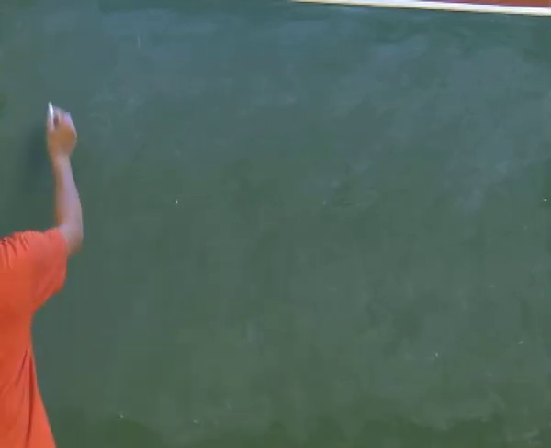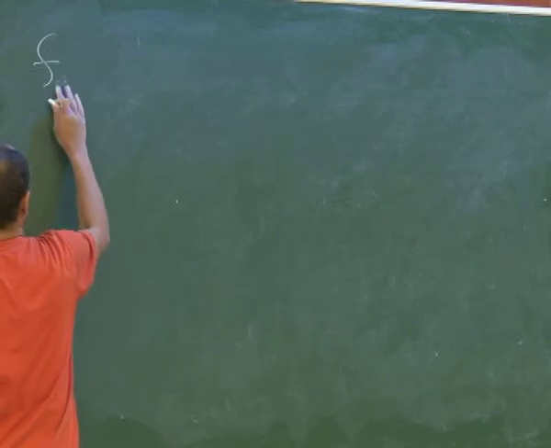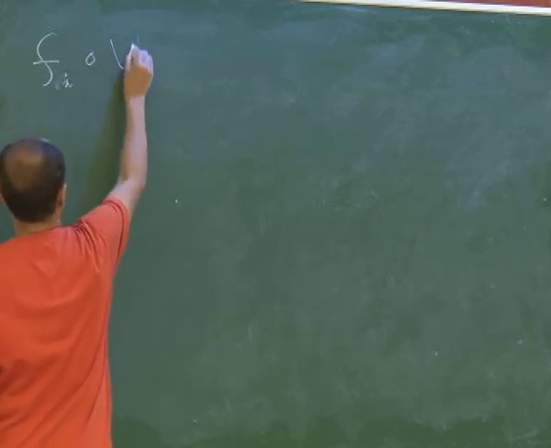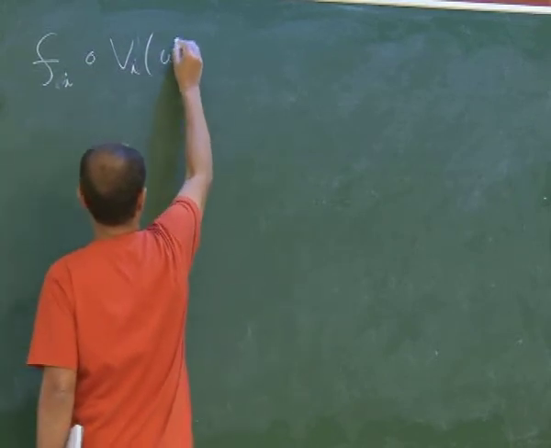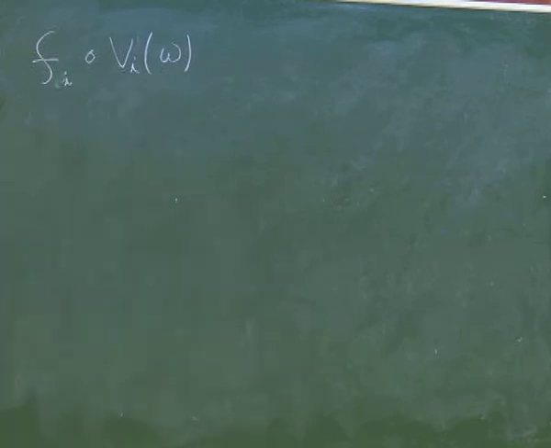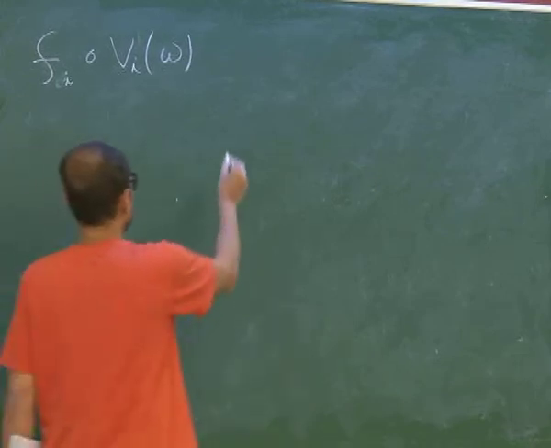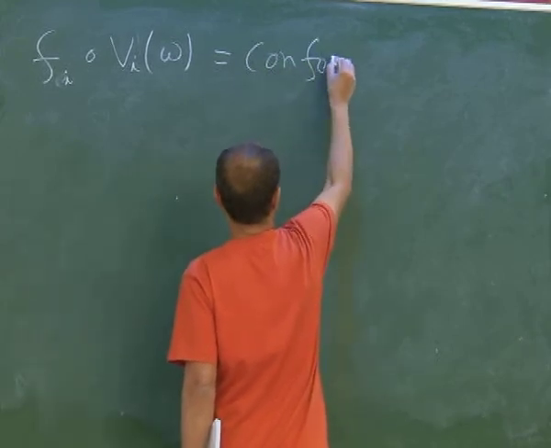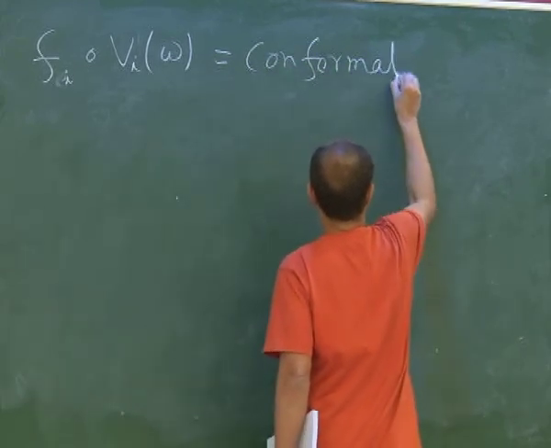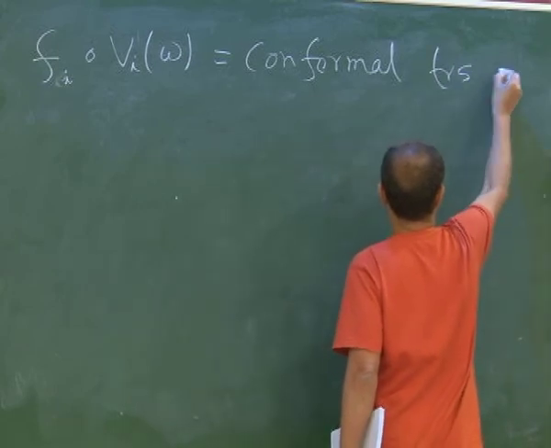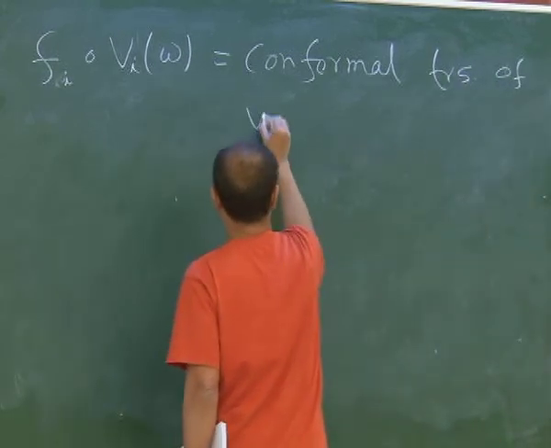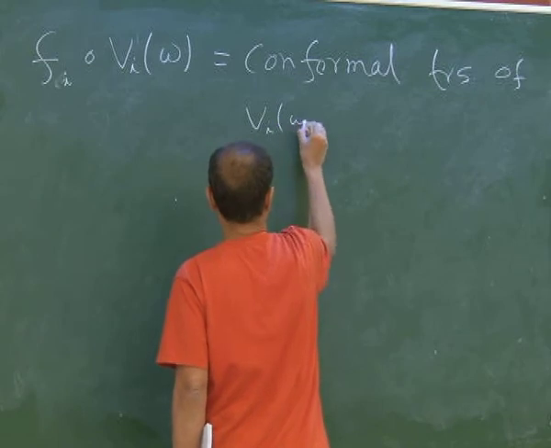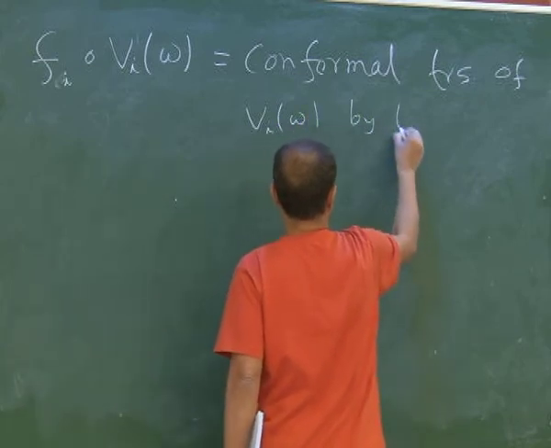We also introduce another notation, Fi circle Vi of W. What is this? This by definition is the conformal transformation of Vi of W by the map Fi.